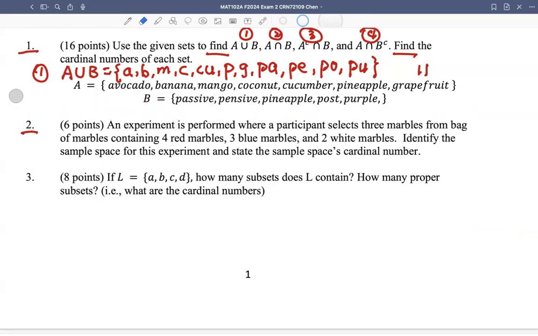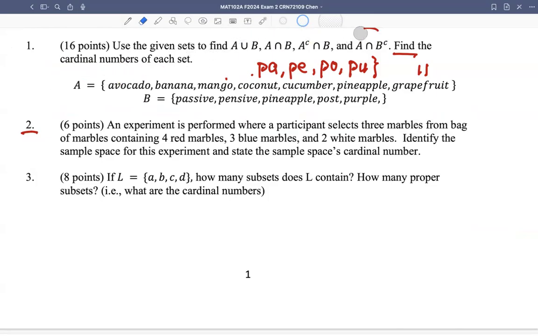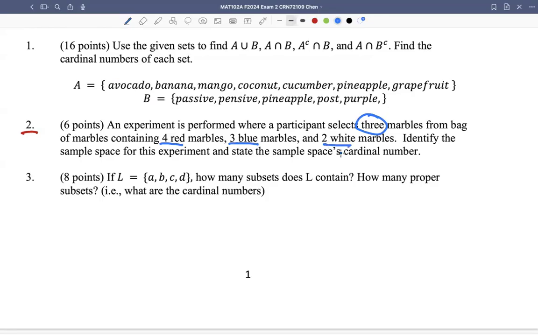Now we're looking at the second question. So we want to select 3. This 3 is very important. So let's mark the important word. Select 3 marbles from a bag of marbles containing 4 red, 3 blue, and 2 white. So how many in total? 4 plus 3 plus 2. We have 9 in total. So identify the sample space.